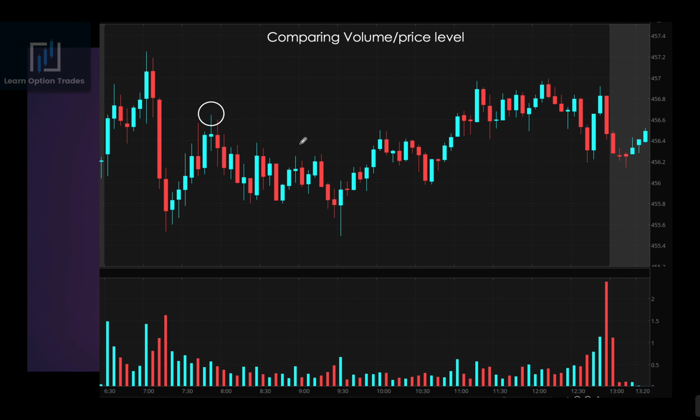So, comparing volume with the price level. What do I mean by that? When you see that at one point we have a wick and we hit a certain level, and again we hit that same level, at this point it would be called a double top. But this is where it gets really important, because this is considered a double top, but if you compare the volume with the last time we were at this level, it's greater. There are more buyers here than the last time we were here.